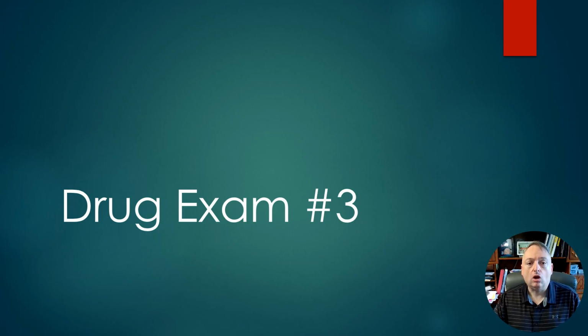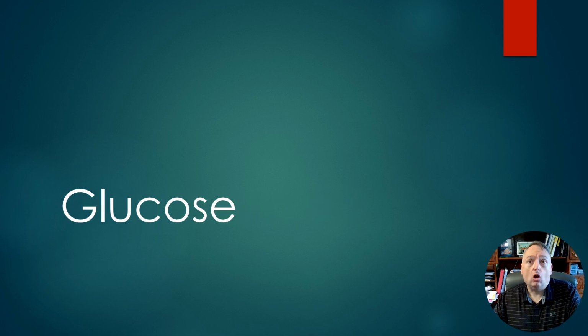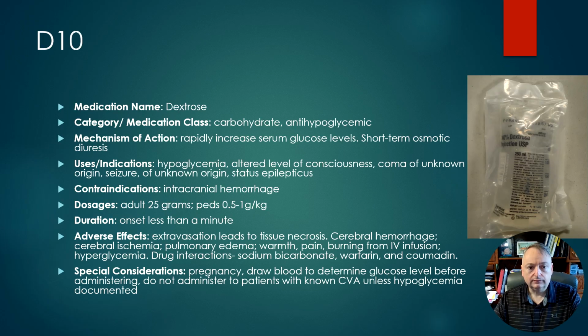So today we're going to talk about the medications in drug exam number 3. These medications are all medications that we would give for a diabetic type patient. The main one we're going to talk about is glucose. Glucose comes in different forms, and we're going to talk about those and talk about what the difference is between them. So the first one that we will talk about is D10. D10 is dextrose. When we talk about glucose and we talk about dextrose, we're really talking about the same thing. There are subtle differences, but within EMS we kind of use that term interchangeably.